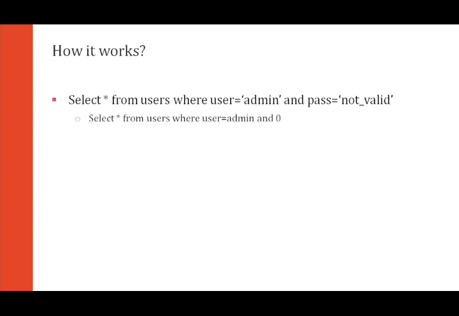Then we can see that since we don't know the password, MySQL internally is going to convert that specific query into something like select everything from users table where user equal admin and 0. 0 means when it evaluates the pass equal not valid, since it is not a valid password, that returns false, returns 0. That's why we have user equal admin and 0. Admin is 1, which is true, and 0. That means 1 and 0 is false. We don't get access, okay?